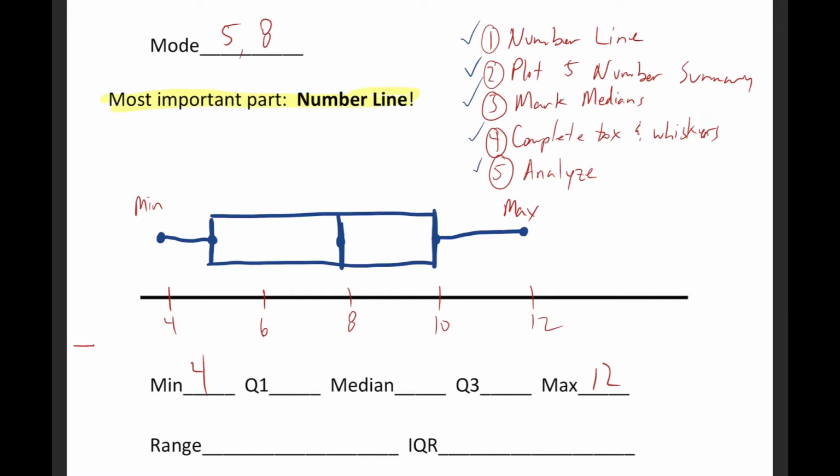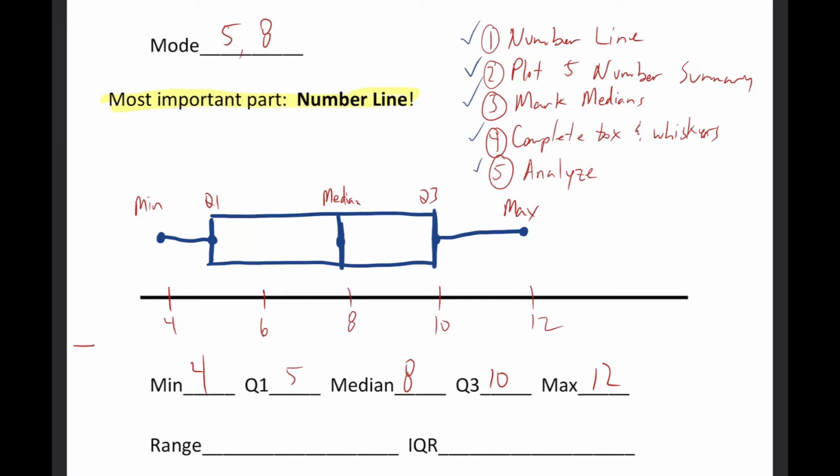Do I know my median? Of course. I can look right here in the middle, and here's my median, and my median is 8. What about my quartile 1? I can look, yep, my quartile 1 is 5, and then my quartile 3 is 10. So I got all my information from looking at my box plot. So if I gave you a box plot, you can read the box plot and pull the information from it.